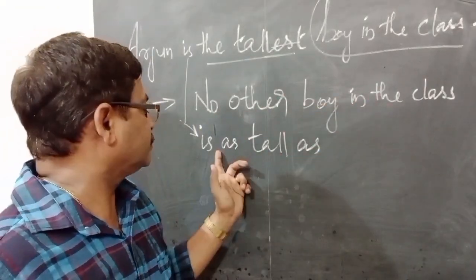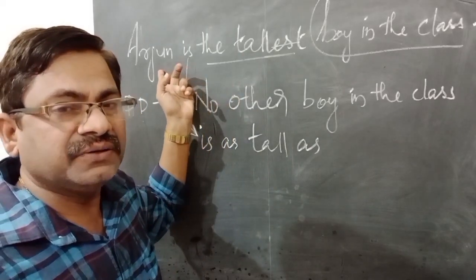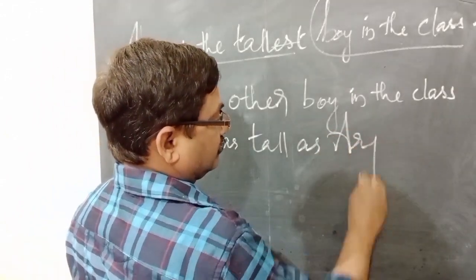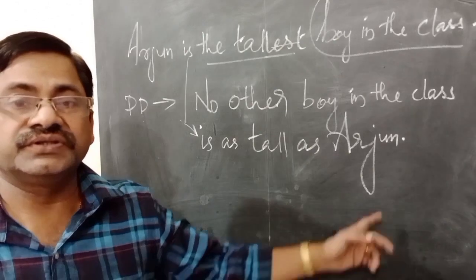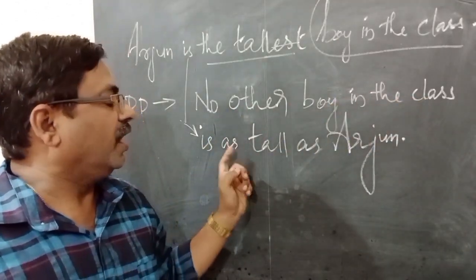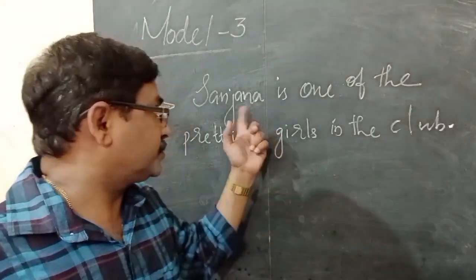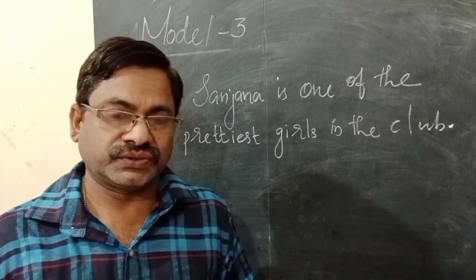No other boy in the class is as tall as. Now, finally, we can use the subject. Finished. This is the answer. No other boy in the class is as tall as Arjun. Next sentence: Sanjana is one of the prettiest girls in the class.